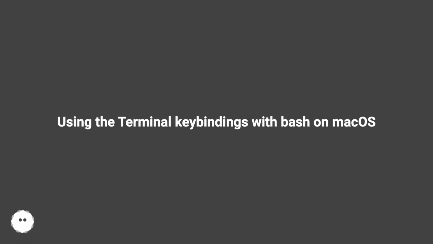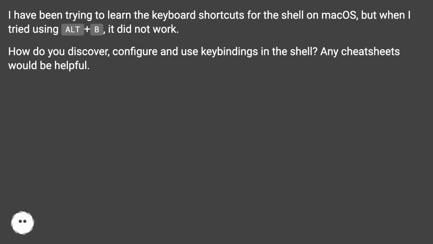Using the terminal key bindings with Bash on macOS. I have been trying to learn the keyboard shortcuts for the shell on macOS, but when I tried using Alt+B, it did not work. How do you discover, configure and use key bindings in the shell? Any cheat sheets would be helpful.